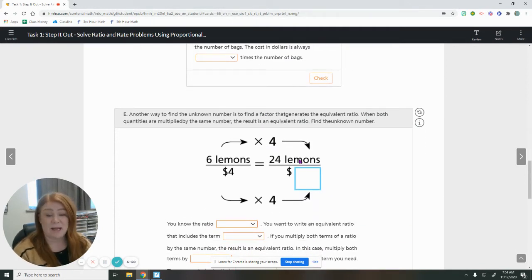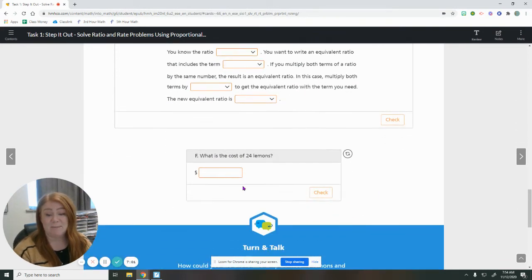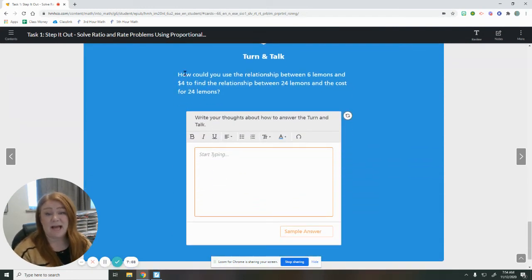So then here's that second way. This is my favorite way, the proportion strategy, is setting these up, because then no matter what I was looking for, we could find that by matching everything up. And then our turn and talk asks us how we could use the relationship of 6 lemons to find the relationship between 24 lemons. So how did we use 6 lemons for $4 to make 24 lemons and $16? So tell me about how those are the same there. So go ahead and pause and finish up task 1, and then come back when you're ready to do task 2.